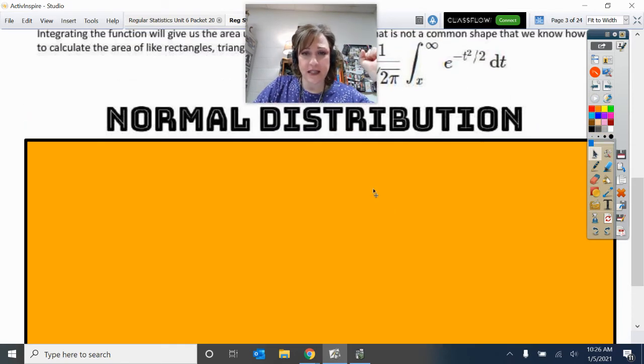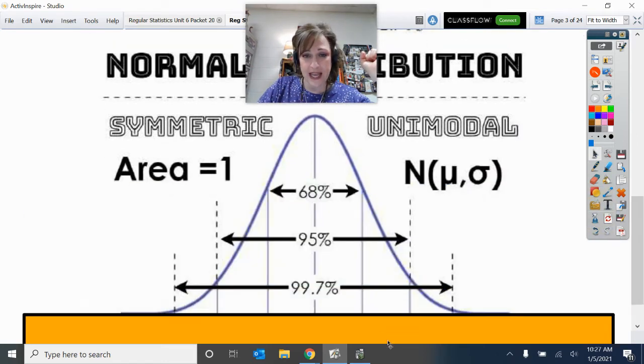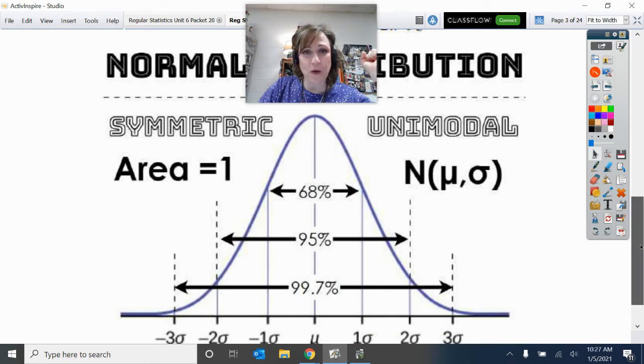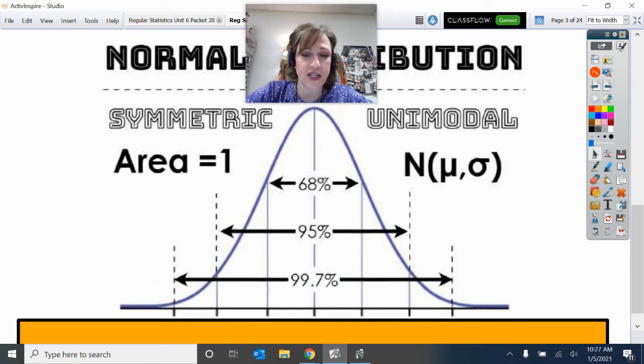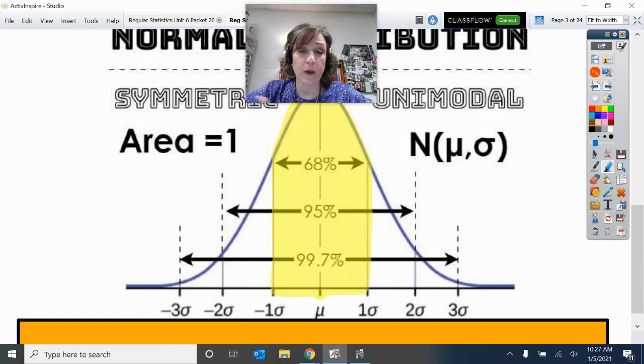Calculus has found that the area under this curve is 1, and that the area within 1 standard deviation, from 1 standard deviation down to 1 standard deviation up, including that curve at the top, is 68% of all the data. So when we talked heights, if you are within 1 standard deviation of the average height of the students, you're in the middle 68%. That's not unusual.